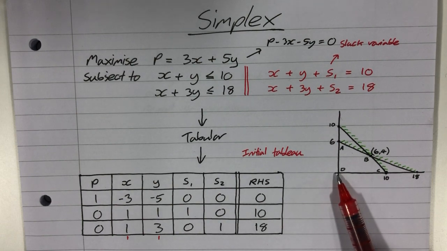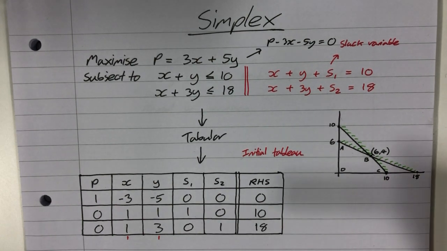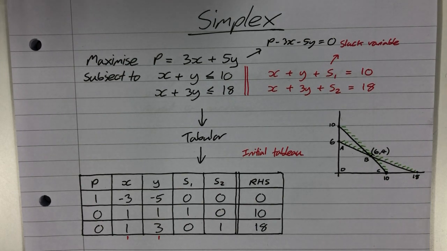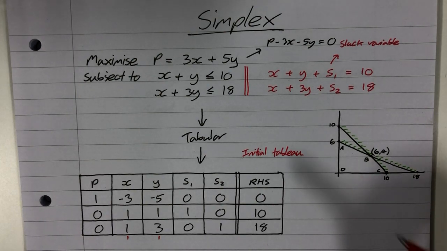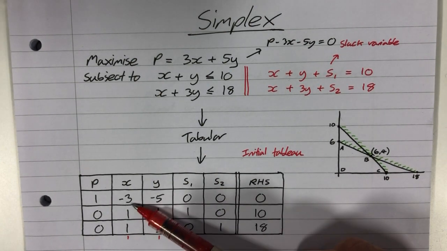It's greater than 0. So we've not optimised the problem. We're just starting. And Simplex always starts at the origin. Now what we do is we choose a direction to move in. We can either choose at this stage the x direction or the y direction.